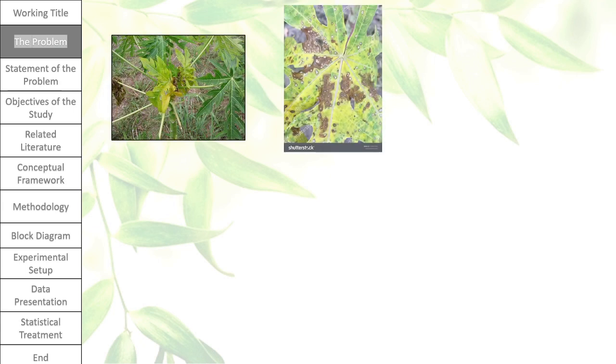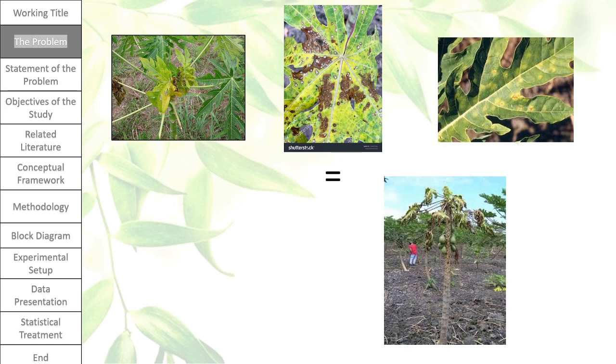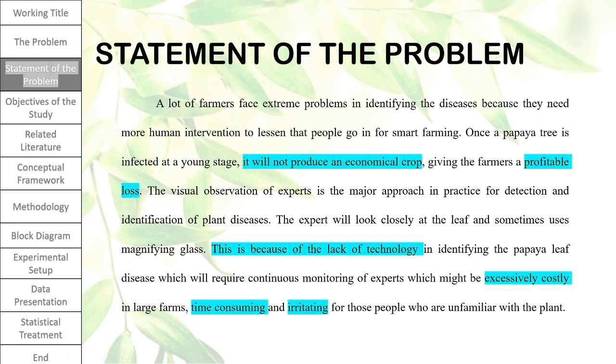Shown in the images are the problems that papaya plants face. This will lead to a very huge problem because it will not produce an economical crop, which will lead to profitable loss. Problem statement. A lot of farmers face extreme problems in identifying the disease because they need more human intervention. To lessen that, people go in for smart farming. Once a papaya tree is infected at a young age or stage, it will not produce an economical crop, giving the farmers a profitable loss, which was mentioned earlier.